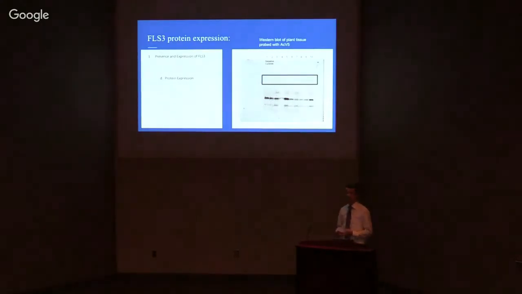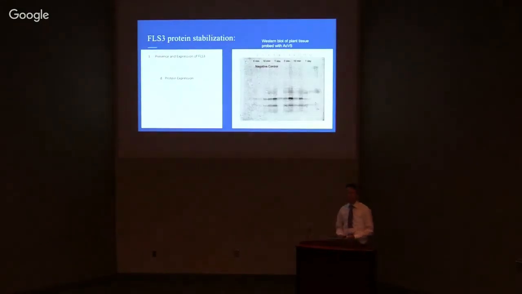This could be because there might be too low levels of FLS3, so we're not going to be able to see it. Or maybe it's not being expressed. But we did have an idea, which is to stabilize FLS3. In order to do this, I infiltrated rice, and then at time increments of 5, 10, and then 1 day, I would collect the tissue.